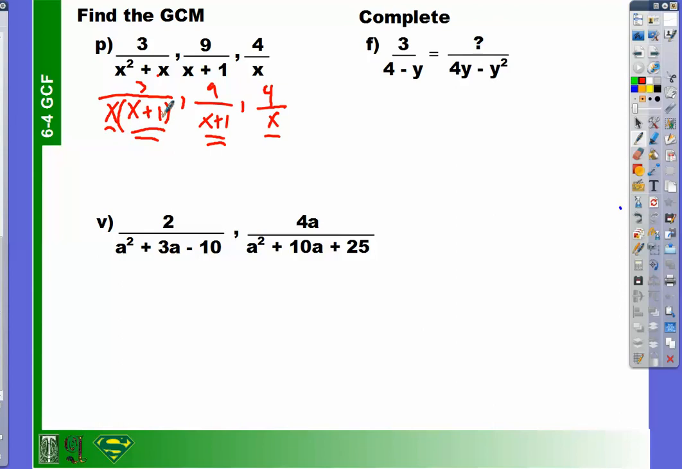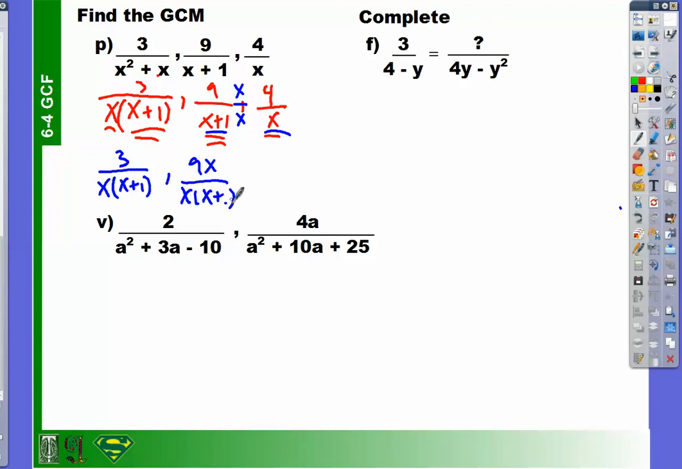So if I was to turn each fraction into one that had the same denominator, I would have to do nothing with this because it already has both these factors. So we would still keep this 3 and x plus 1. For this one, we'd have to multiply the numerator and the denominator both by x because that's the factor that's missing. So we have 9x, and then again x times (x plus 1).